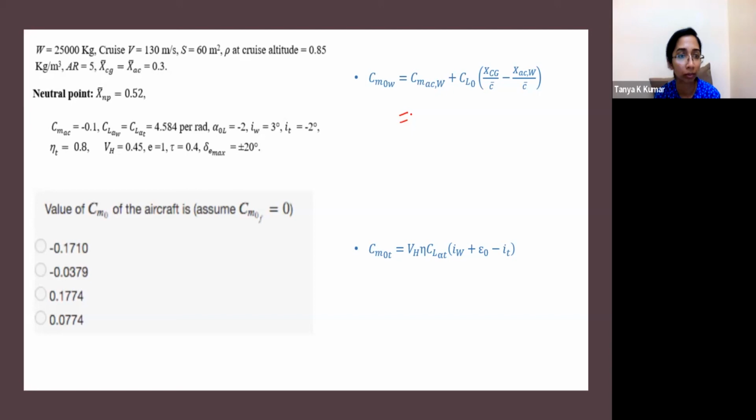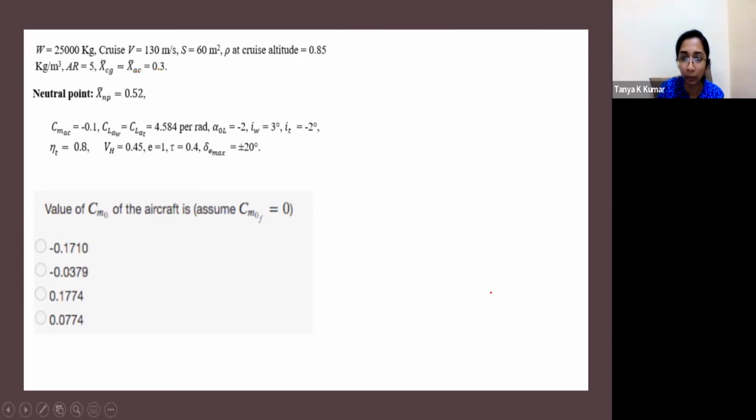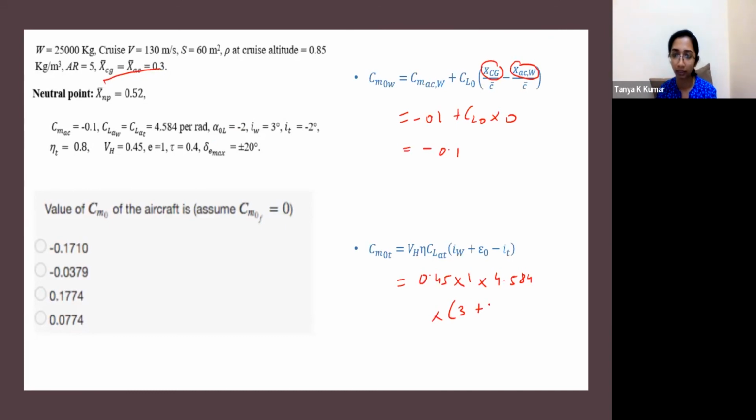0.45. Eta is assumed to be 1. CL alpha tail 4.584 and into the wing setting angle 3 plus epsilon naught. Epsilon naught we just calculated previously. We'll take the value in degrees, that is 1.16. And tail setting angle 2, and we need to convert degrees into radians.